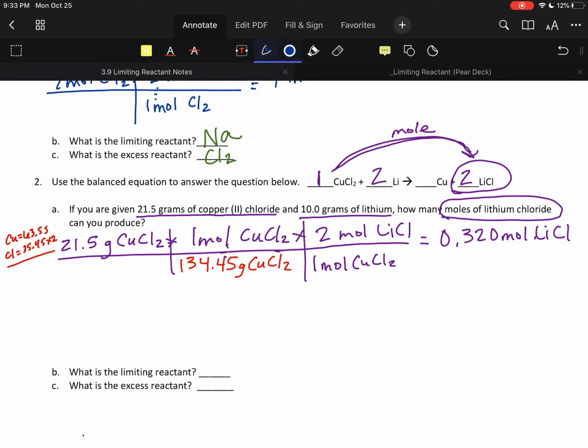Okay, now I'm going to look at the next one. So it says I have 10 grams of lithium. So in order to go from grams to mole, I need to look at the periodic table. I don't have to do any calculations because I'm just looking at lithium, so I'm just going to write down what is found there.